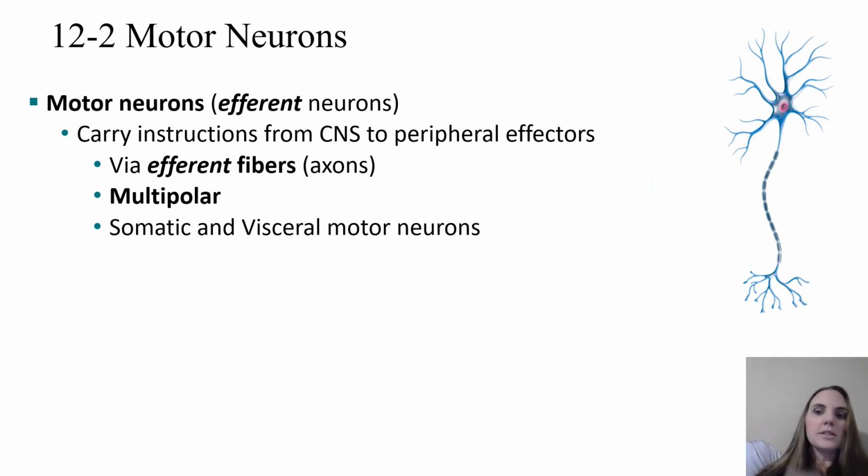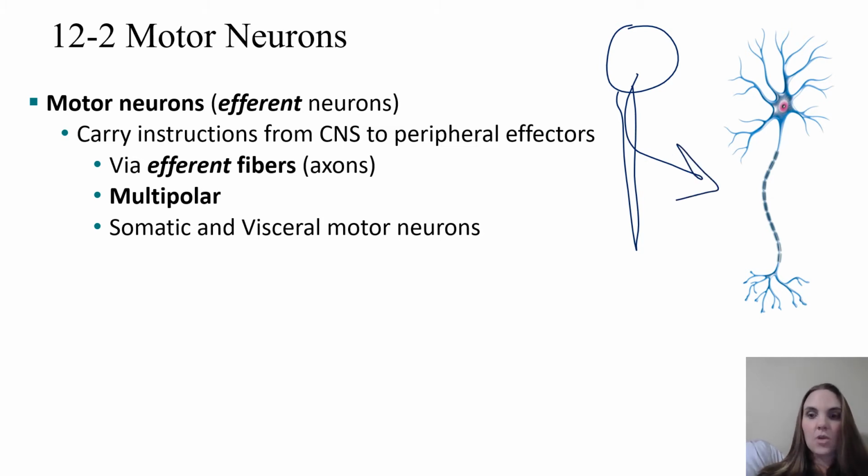So those were our sensory neurons. Now we're going to talk about our motor neurons. So our motor neurons are going to be the efferent neurons. So remember, we've got our central nervous system again. So our efferent neurons are the neurons that are going to be exiting or leaving the central nervous system and traveling to peripheral effectors.